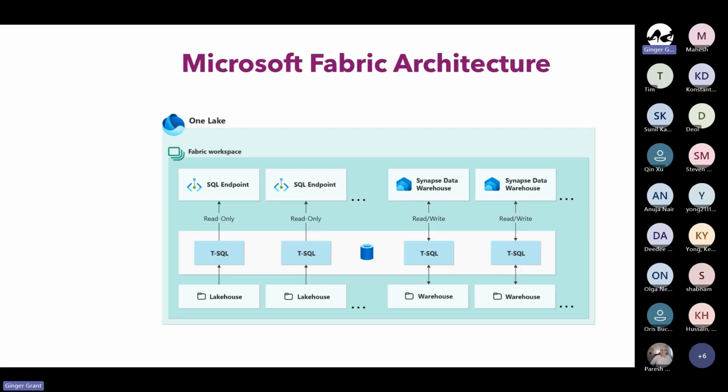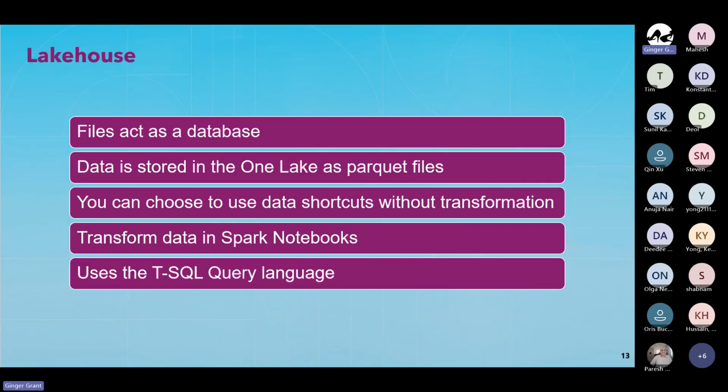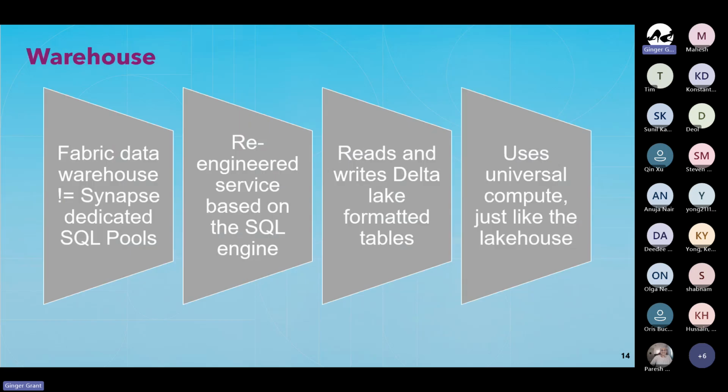Now, in addition to the architecture of Fabric with OneLake, you've got SQL endpoints for your lakehouse, and you also have another data structure that you can use called a warehouse. So let's talk about both of those here for a little bit. In a lakehouse, the files act as a database, and data stored in OneLake is Parquet. And you can choose to add data shortcuts and don't have to transform them for that. You transform your data in Spark notebooks, and it uses T-SQL. You can also use a warehouse. Now, a warehouse is not the same. If you've ever used Synapse warehouses, it's nothing like that. Those use dedicated SQL pools, totally not the same.